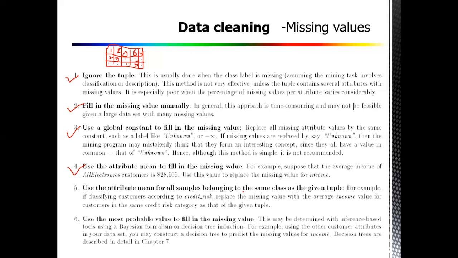And another one, in a similar way, in spite of utilizing the mean, you can also utilize the median. Again, the same concept: utilize the median of all the present data and fill up the missing values for the particular column. Then next one is use the attribute mean for all samples belonging to the same class as the given tuple. So what is the meaning of this one?